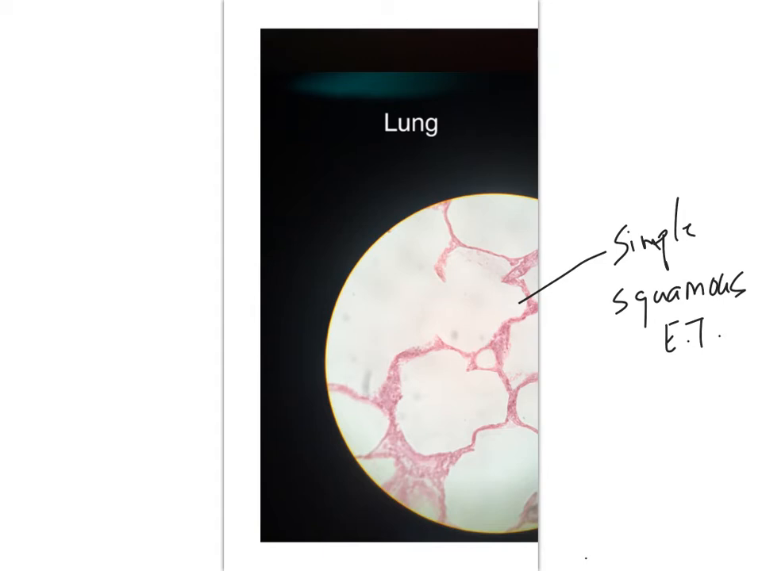The alveolus is a large circular structure. So what we see here, this would be one alveolus. Another large circular structure, alveolus, right? So you can see these large circular structures here would be alveoli, or each one is an alveolus.